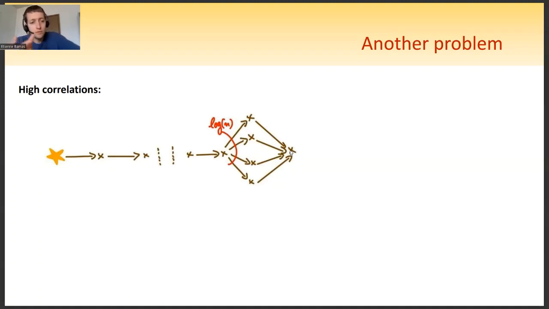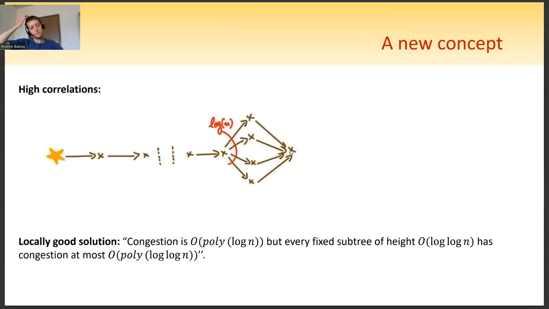So what we did to get rid of that type of bad structure that gives us high correlations is introduce a new concept that we call locally good solutions. A locally good solution is a solution with polylogarithmic congestion. But then if I look locally, inside any subtree of height log n, the congestion should be at most polylog log n. So for instance, that structure is not locally good, because if I look at the subtree rooted at that vertex, you see that at distance 2, I already have congestion log n.